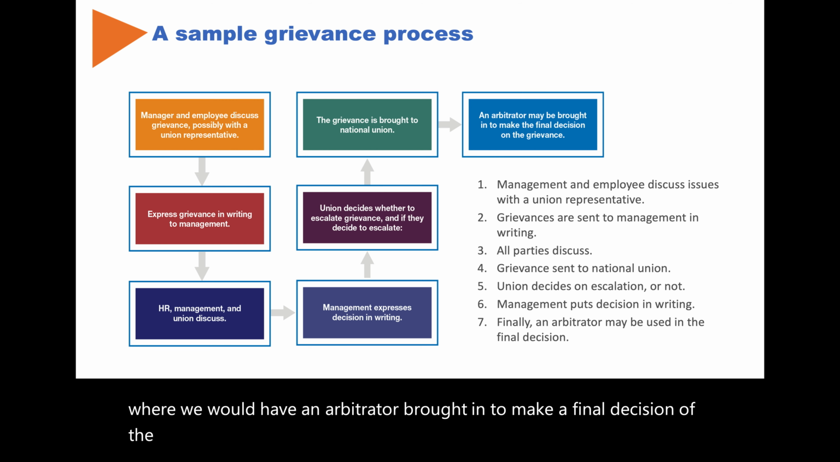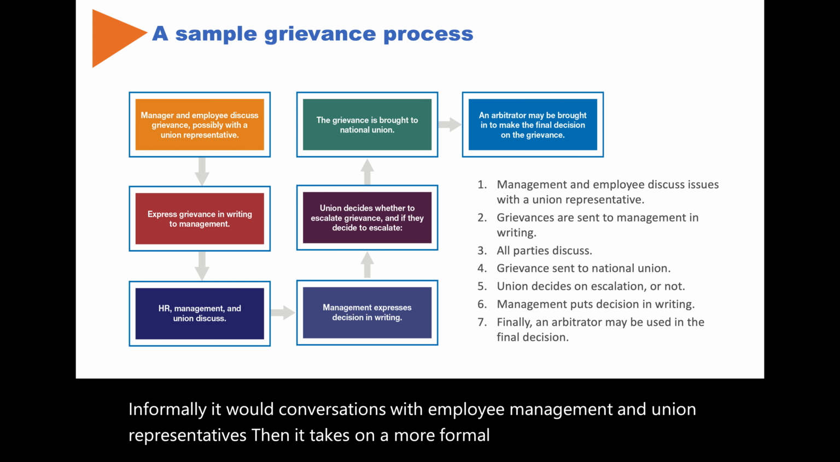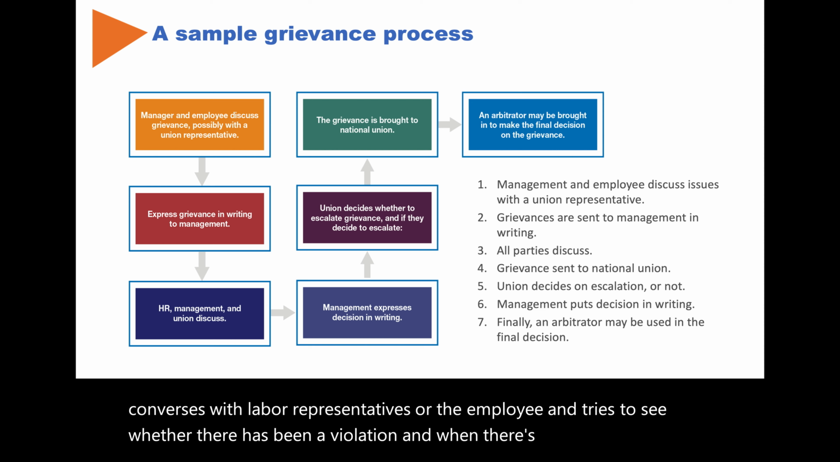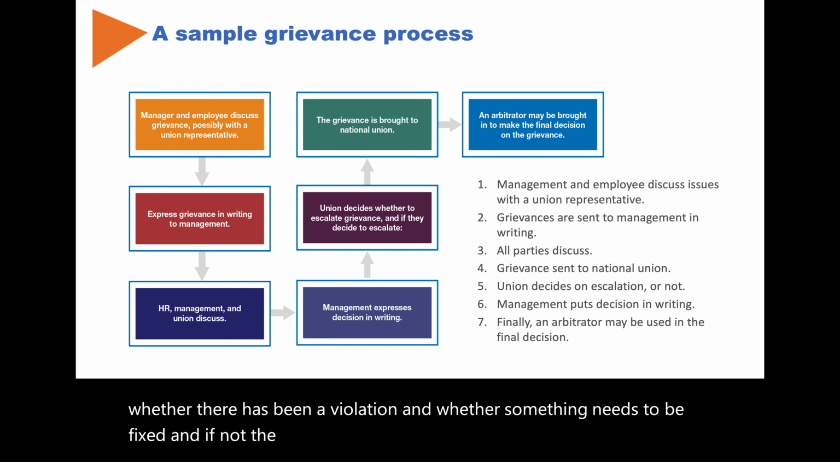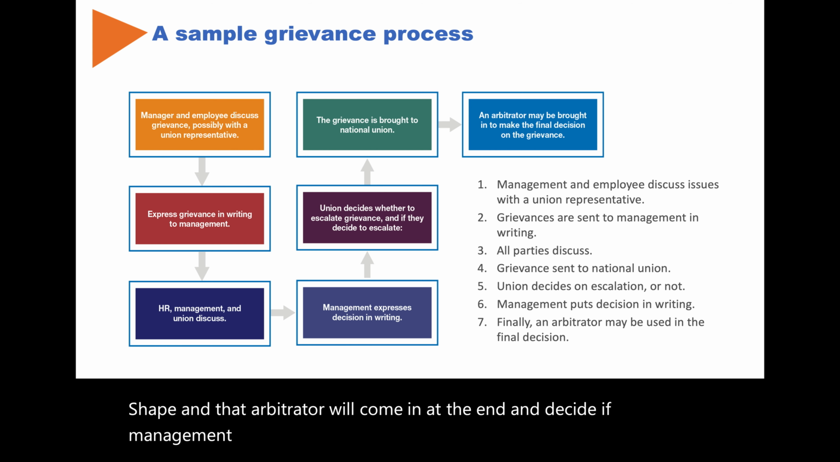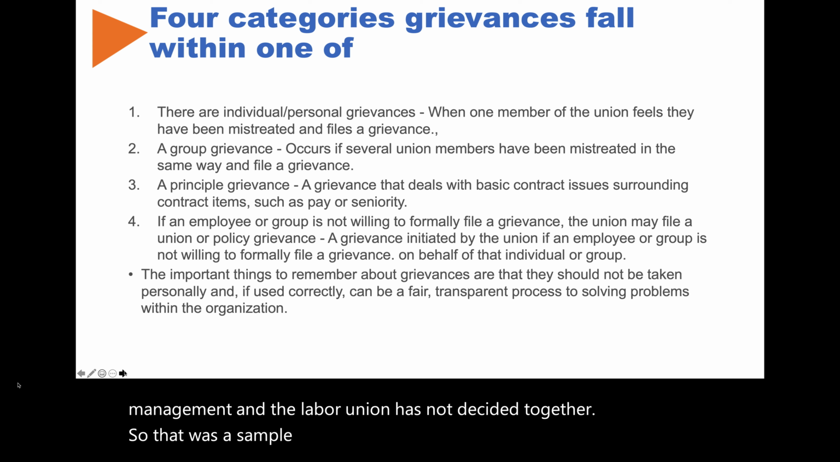So it starts informally with conversations between employee, management and union representatives. Then it takes on a more formal role. Management converses with labor representatives and or the employee and tries to see whether there has been a violation and whether something needs to be fixed. And if not, the grievance goes on and takes a more formal shape, and that arbitrator will come in at the end and decide if management and the labor union have not decided together. So that was a sample general grievance process.